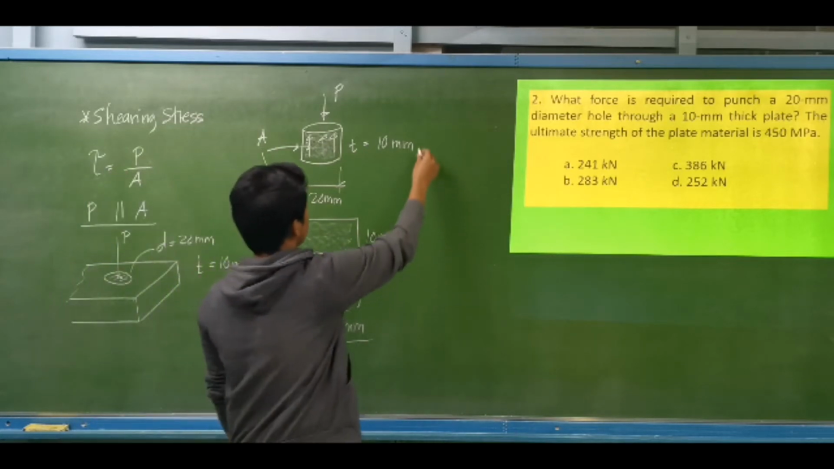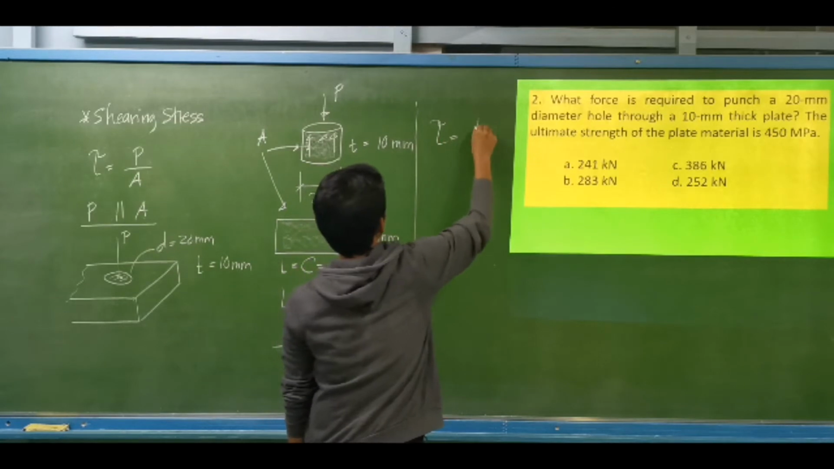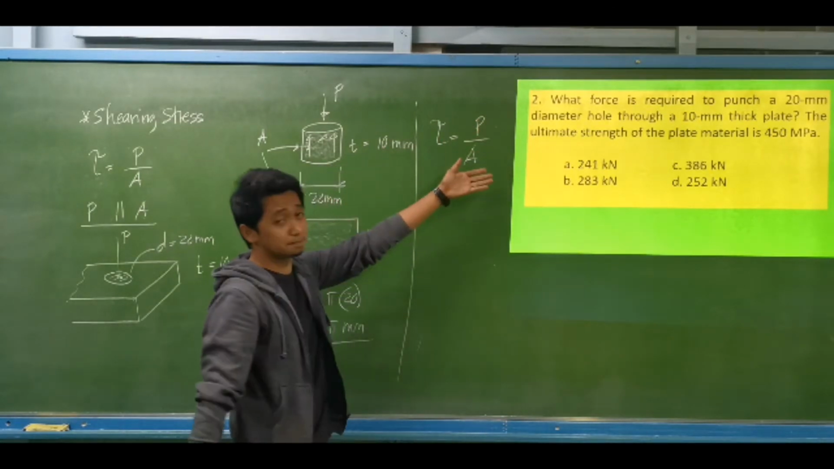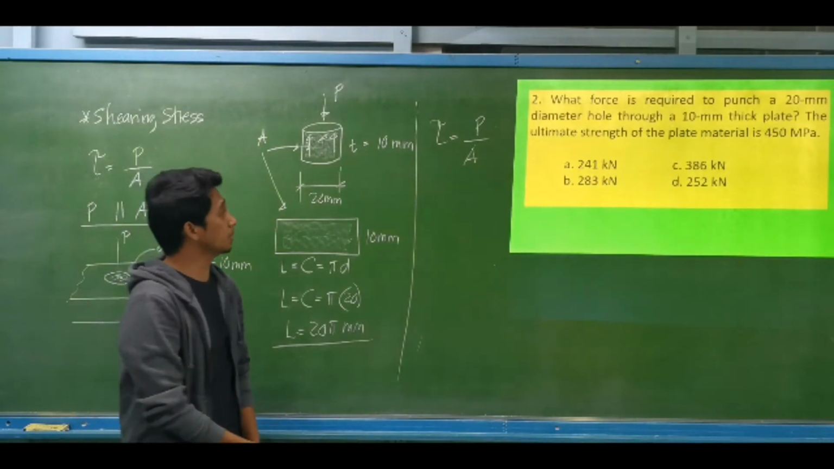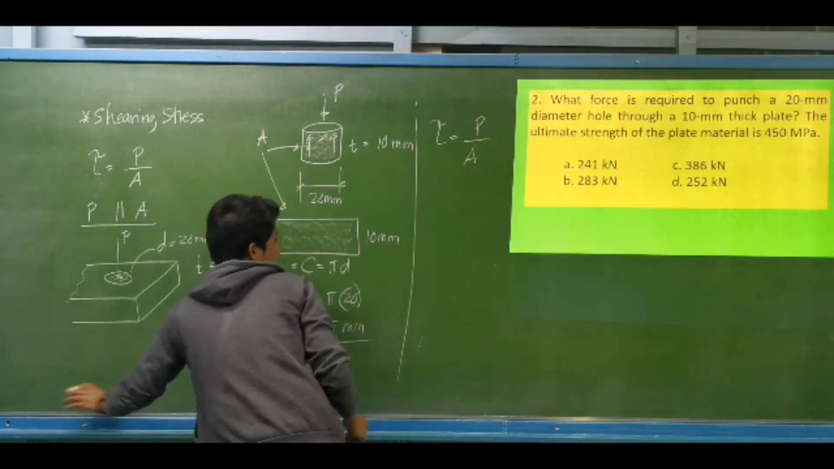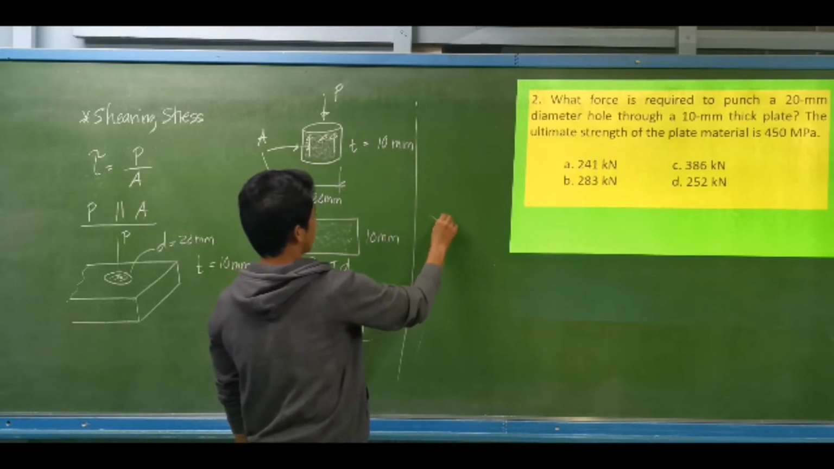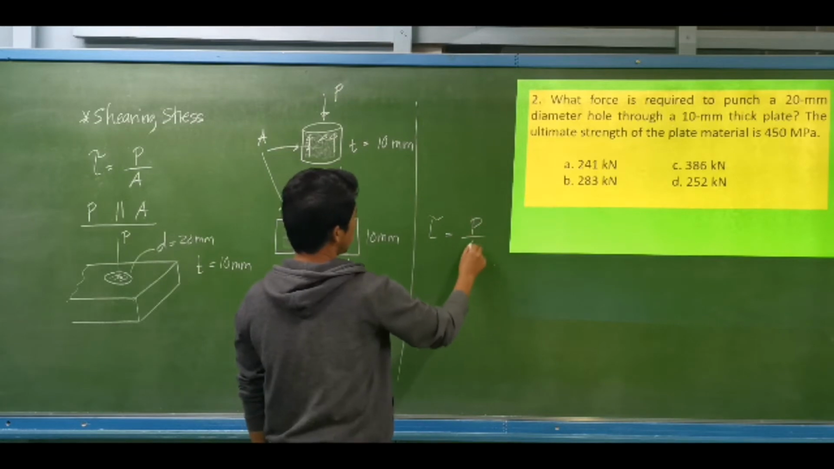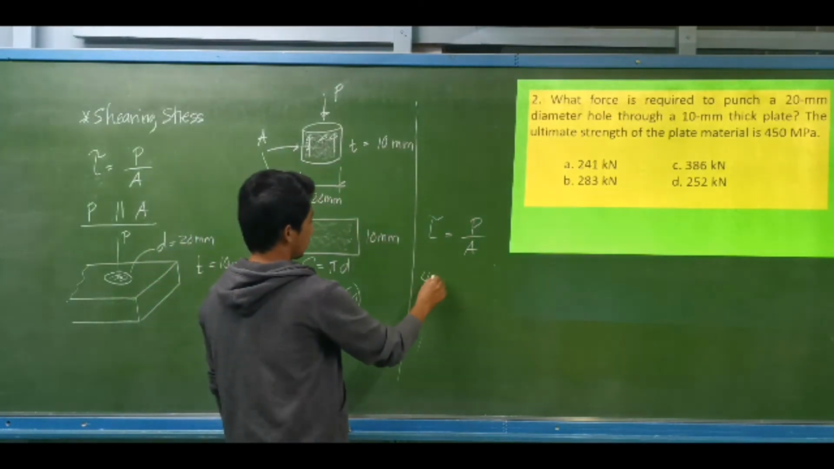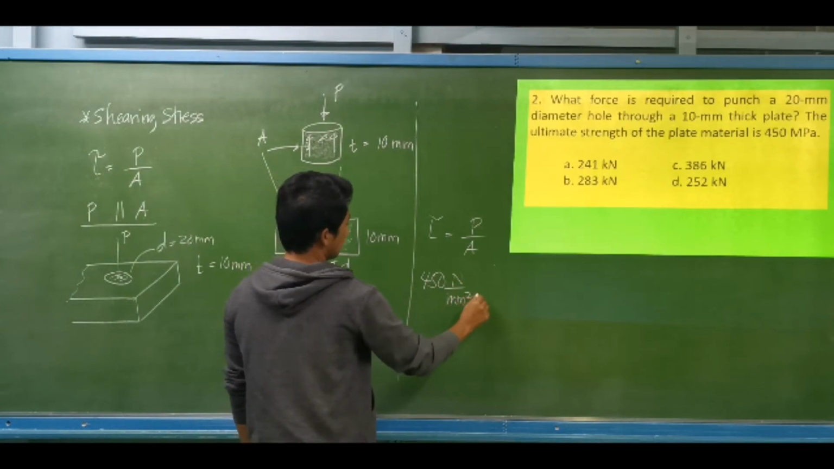Again, tau is equal to the force divided by area. What is our strength? The ultimate strength of the material is equal to 450 megapascals. So we have tau equal to the force divided by area. The ultimate strength of the material, let's have it as 450 megapascals or newtons per square millimeter.